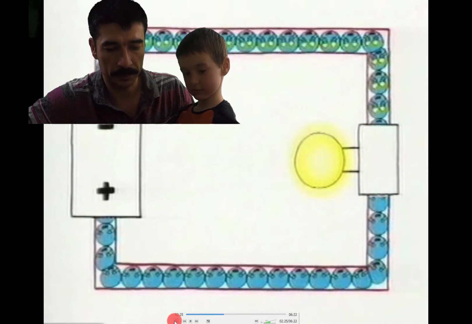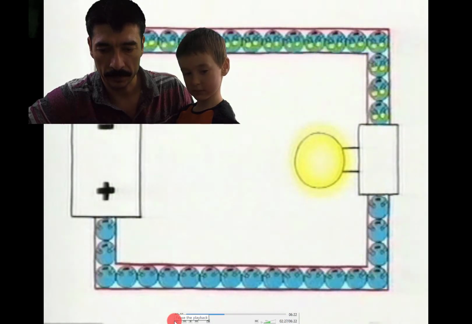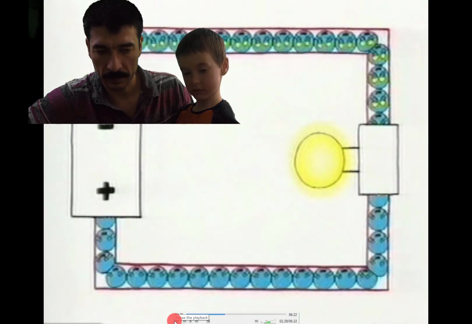Let's keep going. Charges don't change as they go through the bulb. It's the amount of energy they carry which changes.